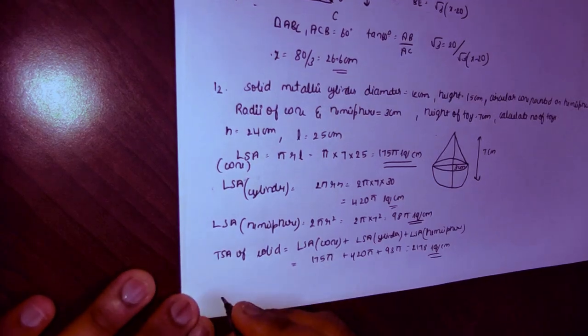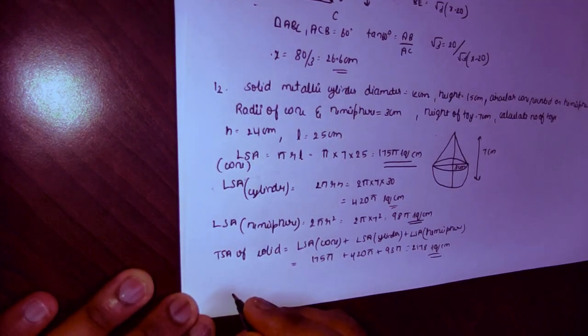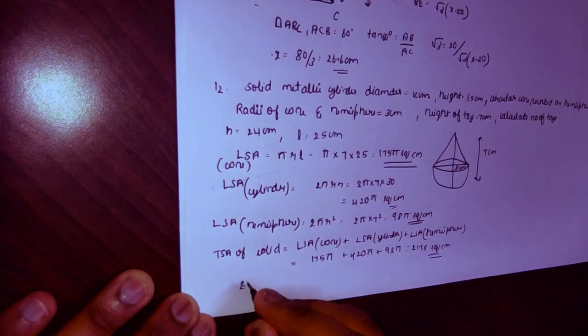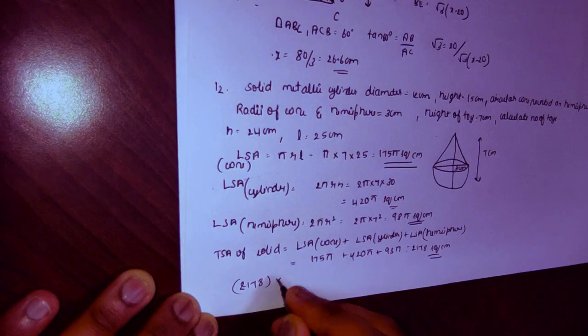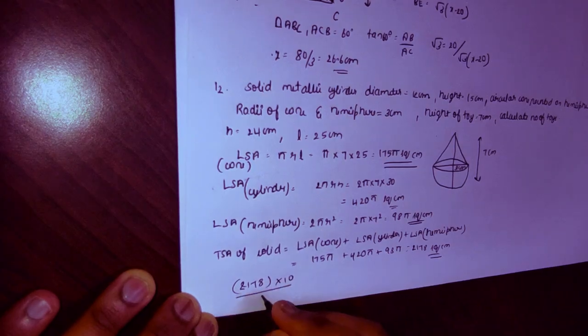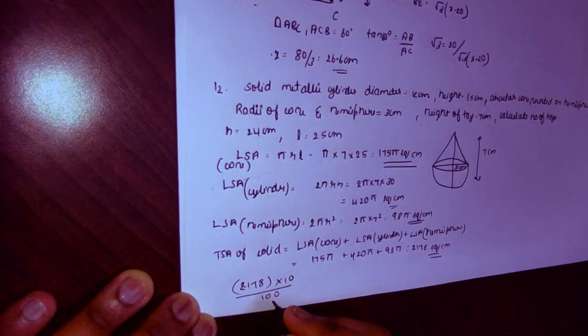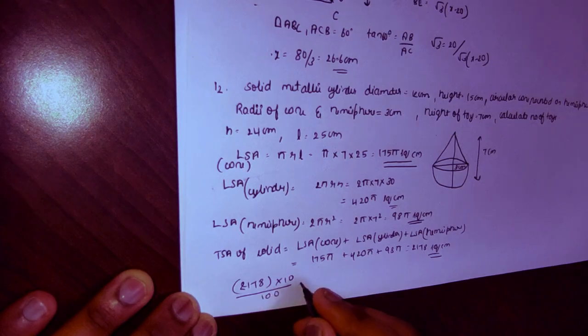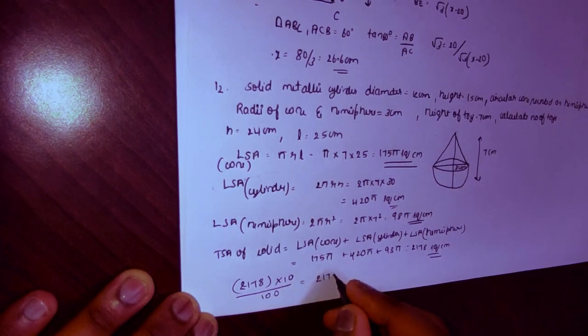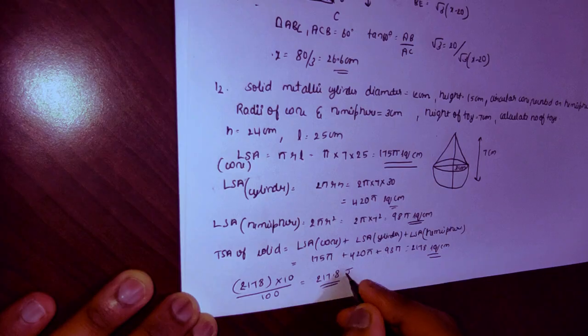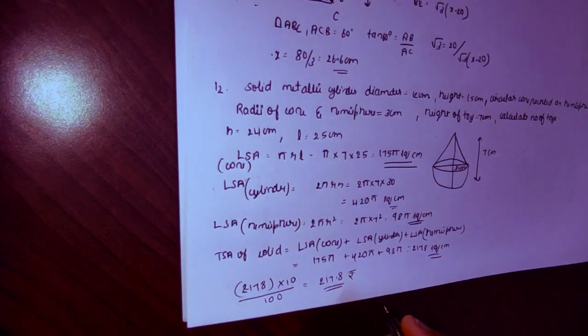Here we can find one additional question. If they ask the cost of painting of each toy, we can calculate by 2178 into number of toys, that is 10, divided by the price for each toy they will give. We'll consider it as 100. So it becomes 217.8 for each toy.